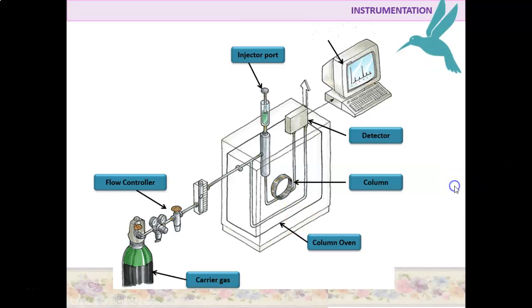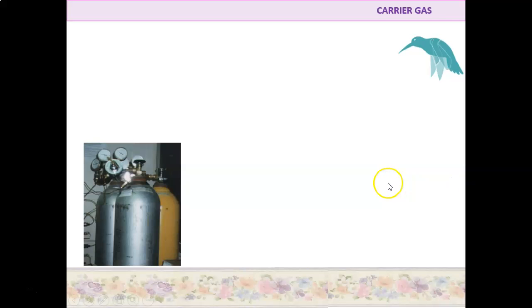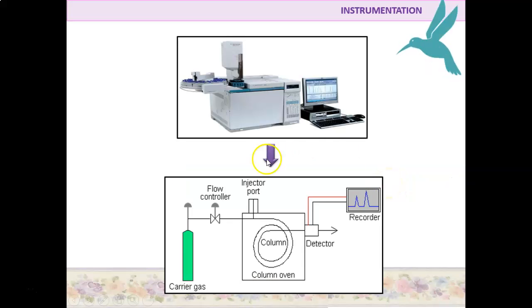Okay, proceed with the next slide. This one is the real instrument of GC, and this one is the principle. If the question asks you to draw the instrumentation, or the principle of GC, you need to draw this figure, right? So the labels: the carrier gas, flow controller, the injector port, the column itself, detector, and the recorder.